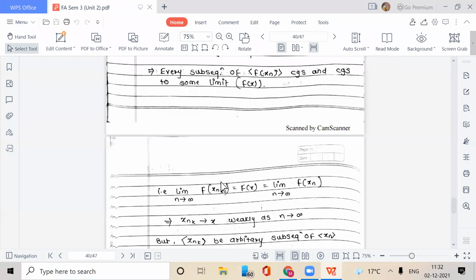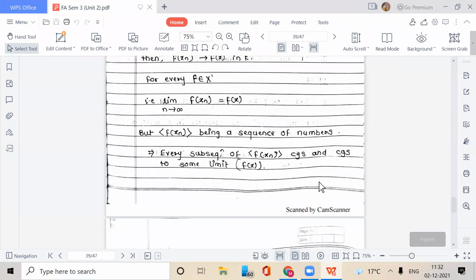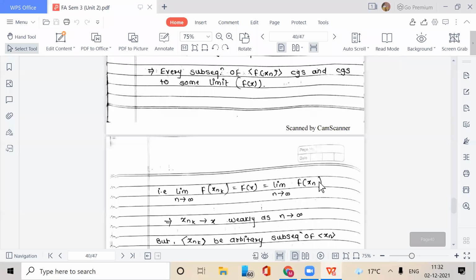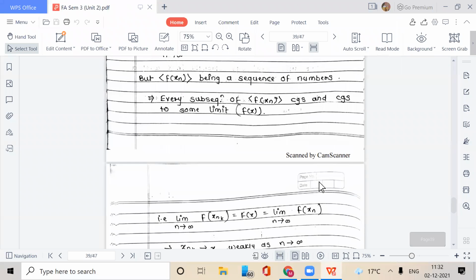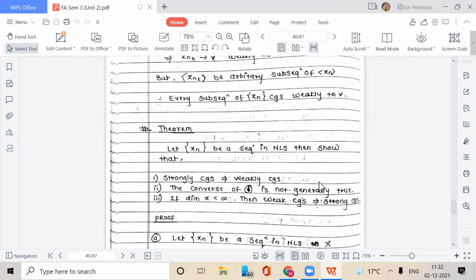Hence limit as n tends to infinity of f of x_nk is equal to f of x, which is equal to limit as n tends to infinity of f of x_n. Hence x_nk converges to x weakly as n tends to infinity. But x_nk is an arbitrary subsequence of x_n, so every subsequence of x_n converges weakly to x. We only use the definition of weak convergence, and thus it is proved.